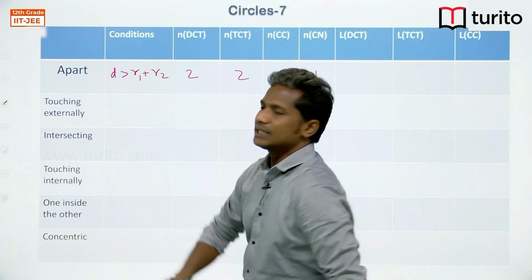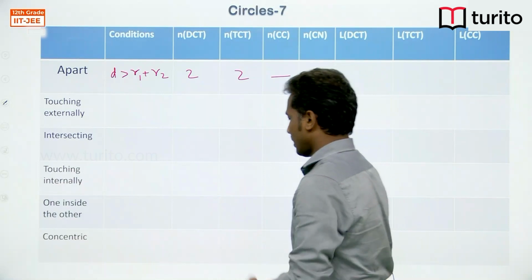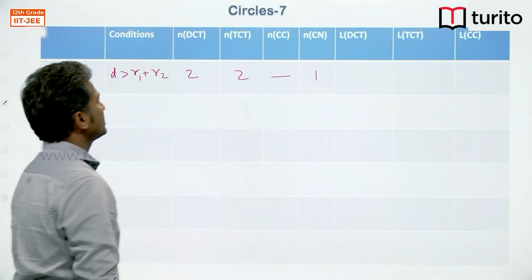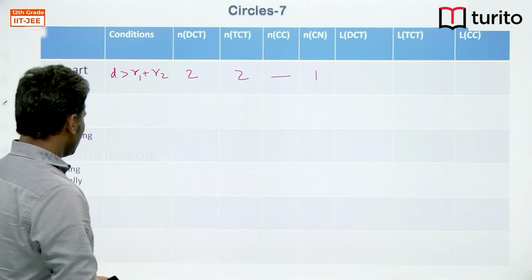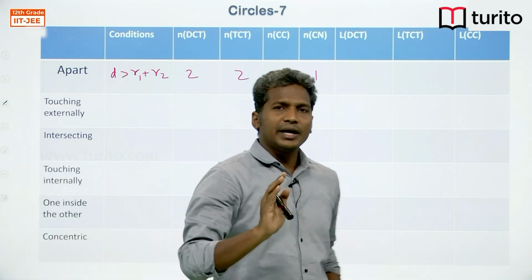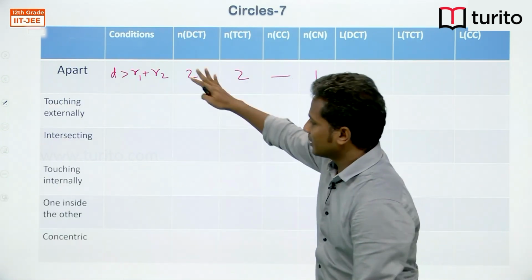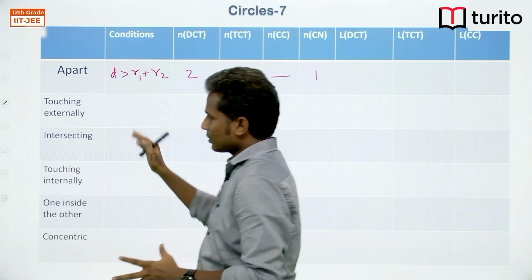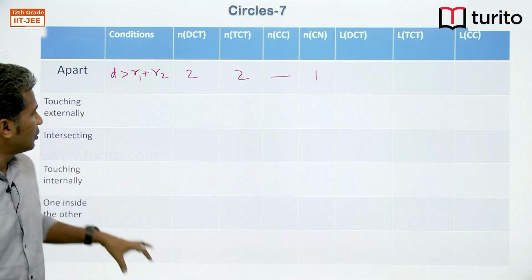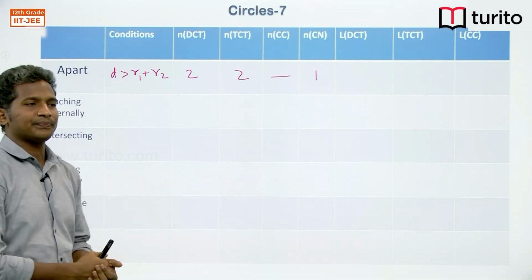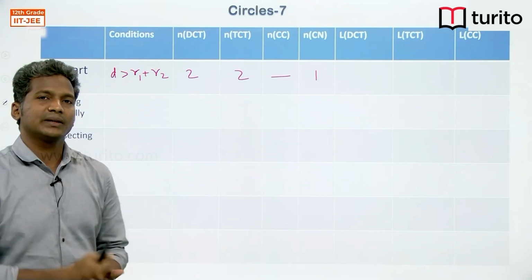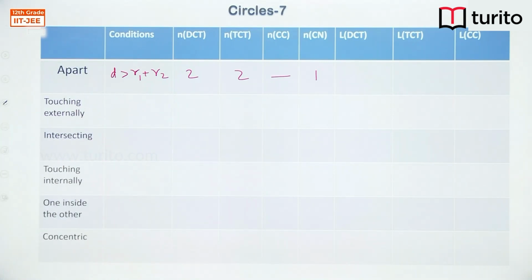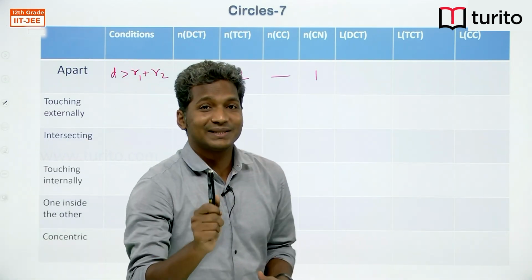If the circles are touching externally, then what happens? Let us take that case separately. I will give you 10 to 20 seconds to think about this and try to work out what is going to happen and what numbers should come here. It is a 10 to 20 seconds break.